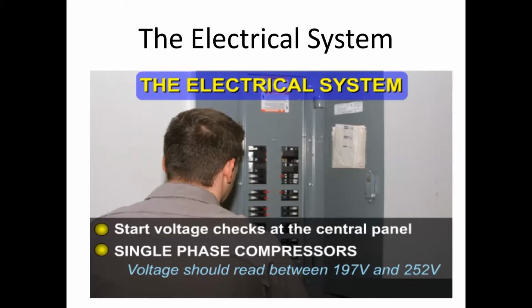Your line voltage going into a single phase outdoor unit needs to be between 197 and 252 volts AC. If it is lower or higher than that, you're going to have issues, and you're going to have component failures. This slide says that your voltage check should start at the central panel. I don't know. In my mind, you check it at your outdoor. If you have a voltage issue there, then you can work backwards and figure out what's happening and where your voltage drop is coming from. And we'll talk about voltage drop next week and what causes it and how to check for it.